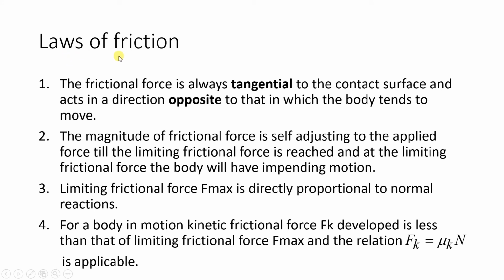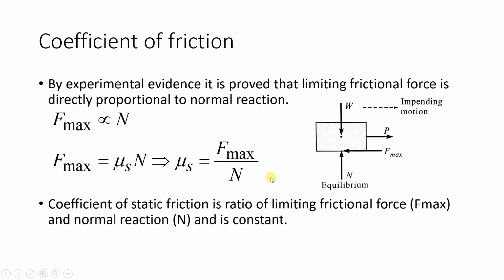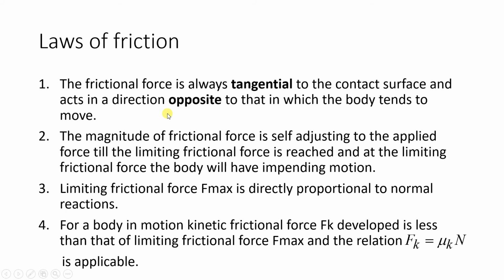Next we will see laws of static friction. These are also called characteristics of static friction. So what are the laws of friction? The frictional force is always tangential to the contact surface and acts in a direction opposite to that in which the body tends to move. This we have already seen in the previous diagram. This frictional force is tangential to the contacting surfaces and it is opposite to the direction in which the body tends to move.